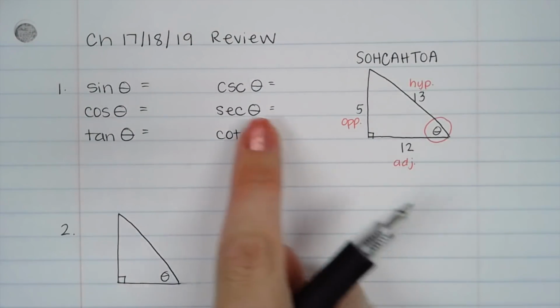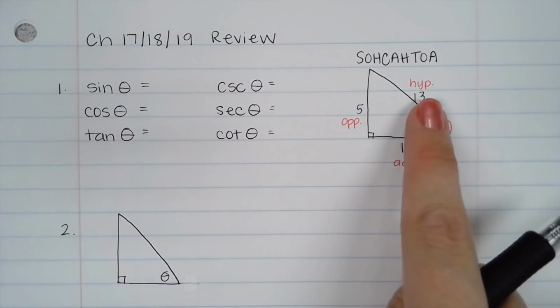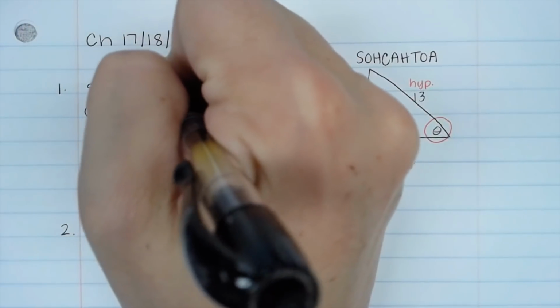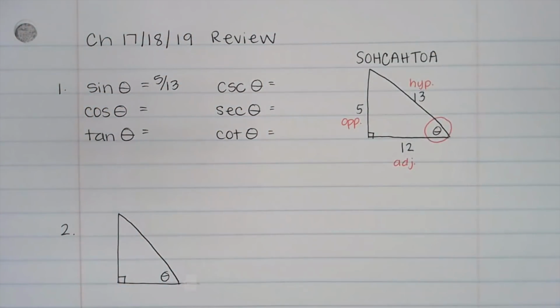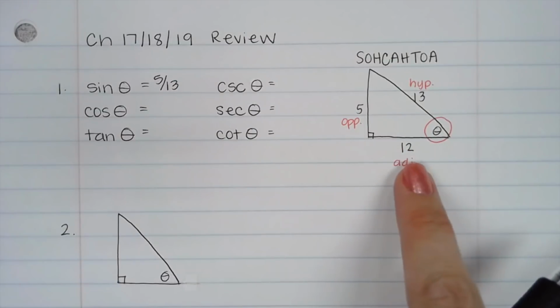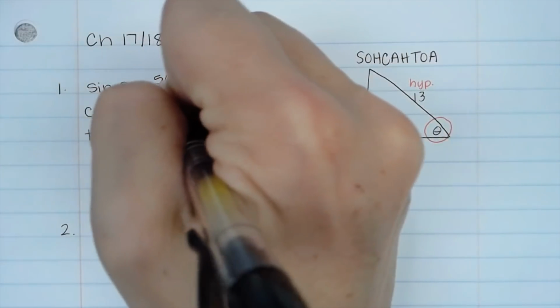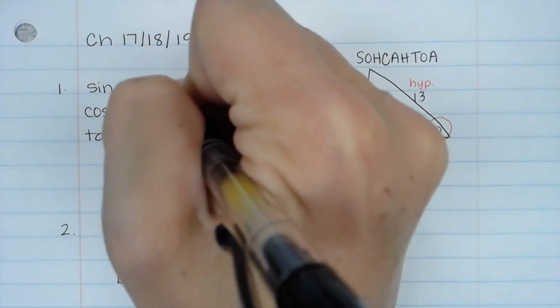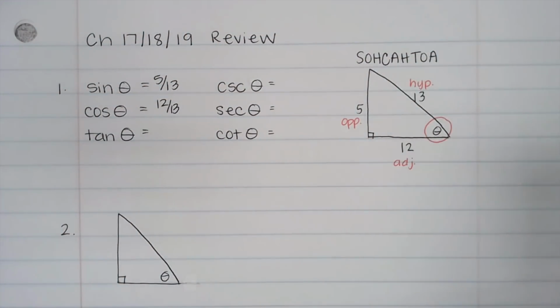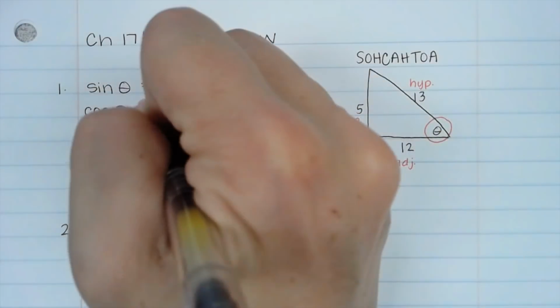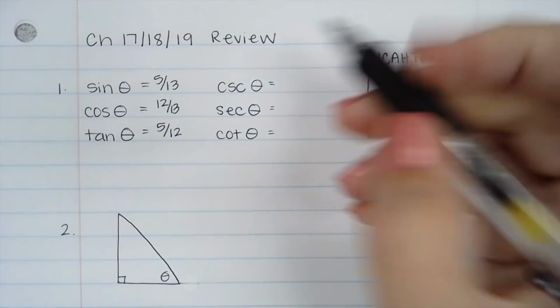So from angle theta, sine would be opposite over hypotenuse. And so that's why the 5 goes in the top and the 13 goes in the bottom. Cosine would be adjacent over hypotenuse. So 12 over 13. And then tangent would be opposite over adjacent, so 5 over 12.